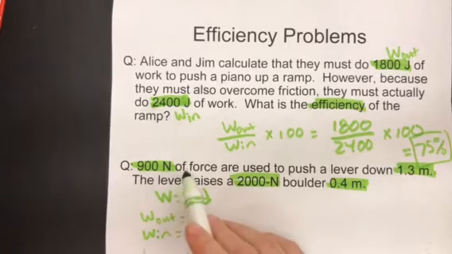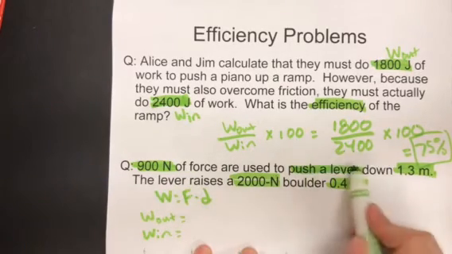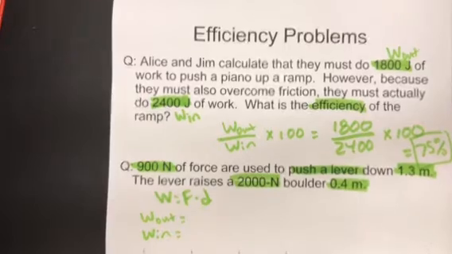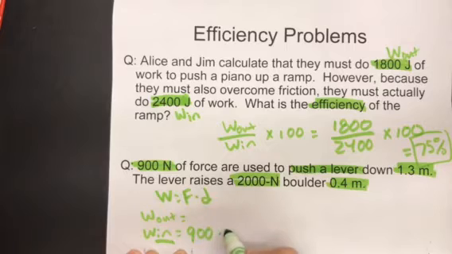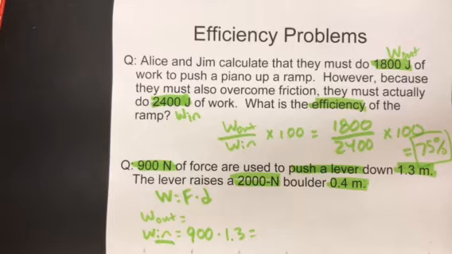So 900 newtons of force are used to push a lever down. So something's pushing the lever down. This is what you are doing. This is what's going into the machine. So these numbers are going to go for the in. So you're just going to do force times distance. So 900 times 1.3. And you should get that.